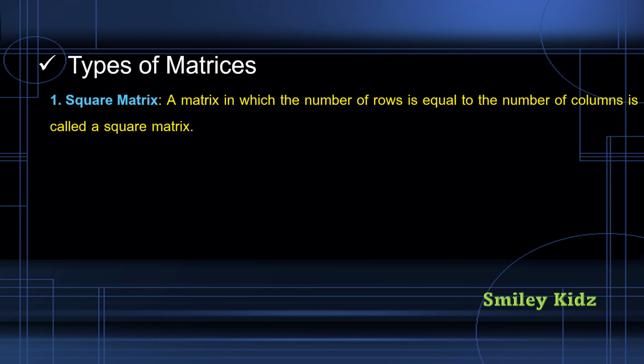Now, firstly, we have square matrix. This matrix comprises a number of rows which is equal to the number of columns. That is, m will be equal to n. As discussed previously, m is the number of rows and n is the number of columns. A square matrix is such a matrix where the number of rows will be equal to the number of columns.